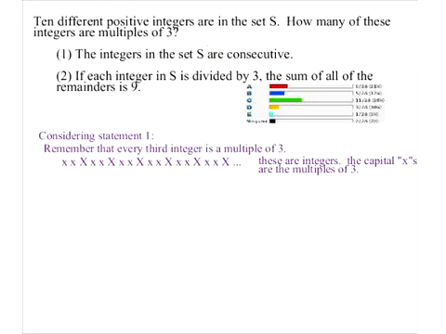So if we took these 10, then there are 4 multiples of 3 in there. But if we took these 10, then there are only 3. So this is insufficient, because there's 2 possibilities. The blue set has 4 multiples of 3. The red set has 3 multiples of 3. So this is going to be 2 different answers to the question, therefore insufficient.